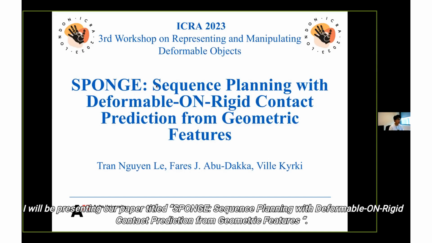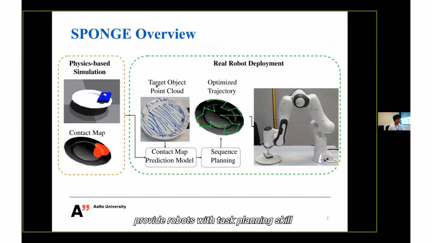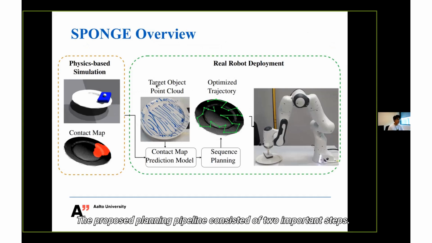I will be presenting a paper titled Sponge: Sequence Planning with Deformable-On-Rigid Contact Predictions from Geometric Feature. In this work, we propose a sequence planning pipeline called Sponge that aims to provide robots with task planning skill in order to efficiently automate downstream deformable objects manipulation tasks, especially those that involve interaction between volumetric, deformable, and rigid objects. The proposed planning pipeline consisted of two important steps.